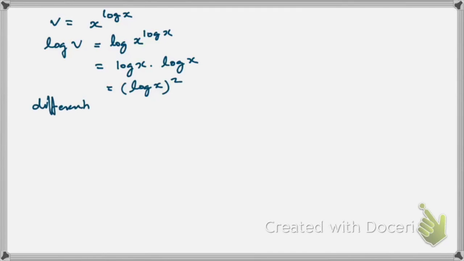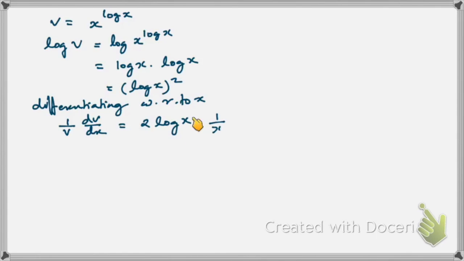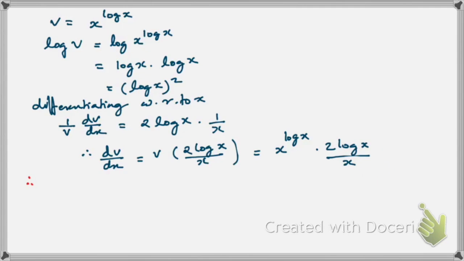So I'm going to differentiate now. Differentiating with respect to x. What's the derivative of log v? Log x is 1 by x. Log v will be 1 by v into dv by dx because I am differentiating with respect to x. So the right hand side is log x the whole square is 2 times log x into the inner derivative is 1 by x. And now I cross multiply v. So dv by dx is equal to v into 2 log x by x. Put the value of v back in, which is x raised to log x into 2 log x by x.